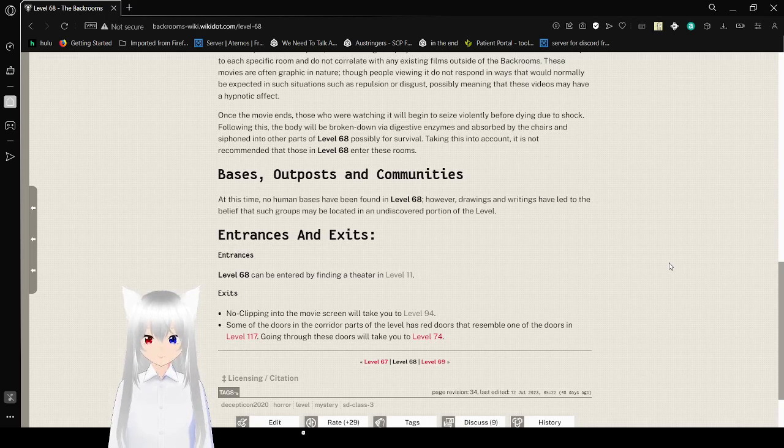Entrances and exits. Entrances: Level 68 can be entered by finding a theater in level 11. Exits: No clipping into the movie screen will take you to level 94. Some doors in the corridor parts of the level are red doors resembling open doors in level 117. Going through these doors will take you to level 74. That seems a little bit misleading.